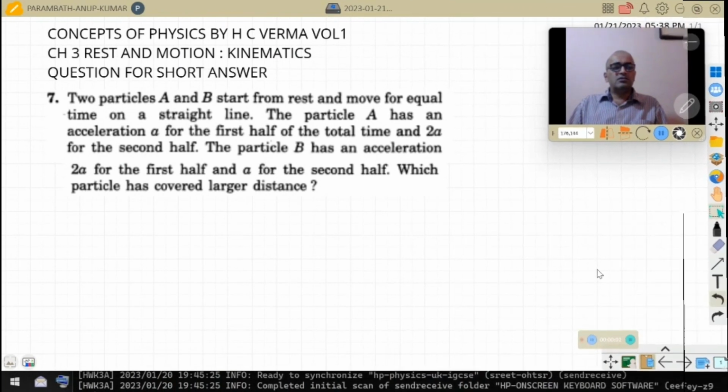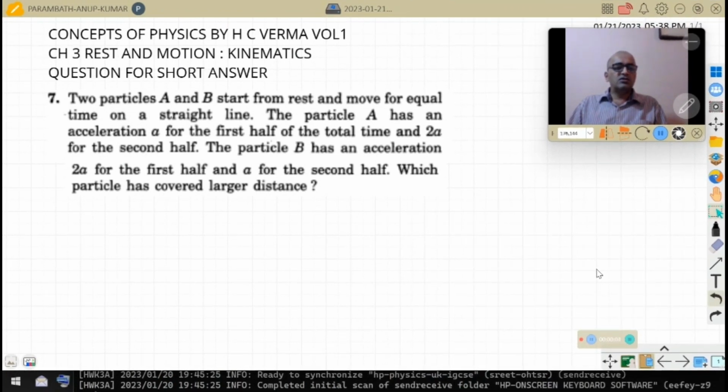So students, we are doing questions from the Concepts of Physics by HC Verma, Volume 1, Chapter 3, Rest and Motion, kinematics. Questions for short answer. Question number 7. Two particles A and B start from rest and move for equal time on a straight line.